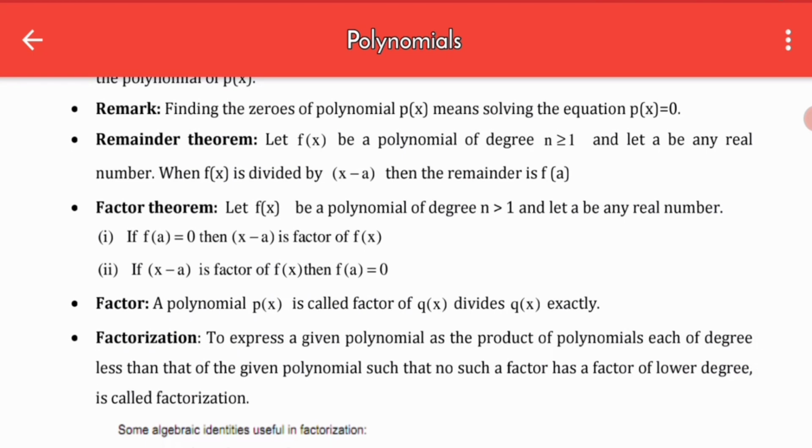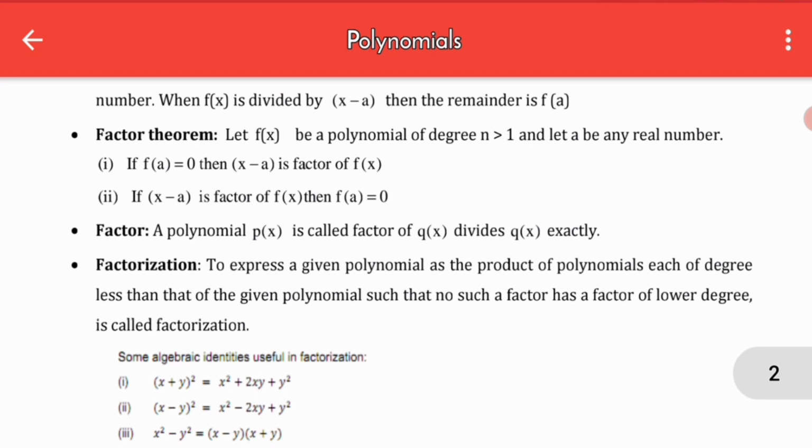Remainder theorem. Let f(x) be a polynomial of degree n greater than or equal to 1 and let a be any real number. When f(x) is divided by (x minus a), then the remainder is f(a).